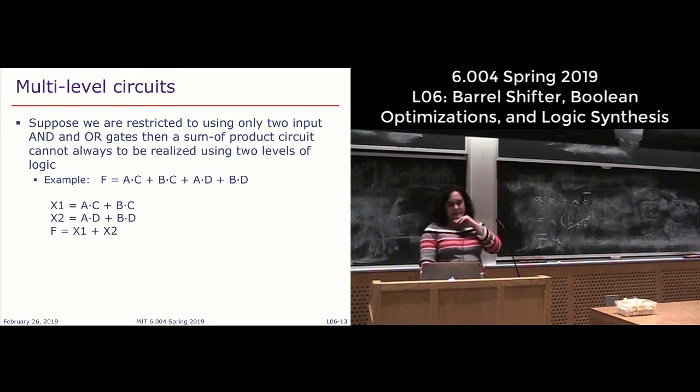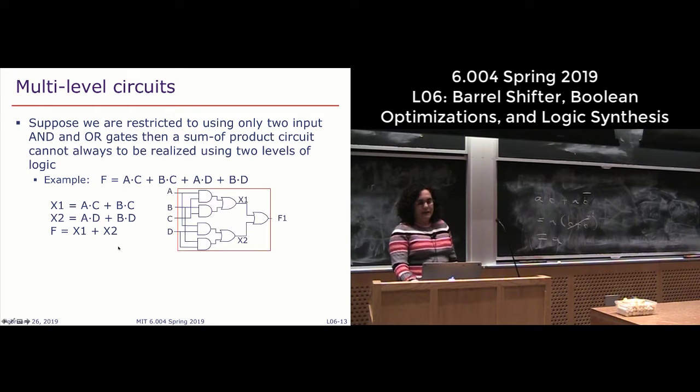Well, I can divide it into multiple steps, okay? So what could I do? I could create an intermediate value, let's call it x1, which consists of the ORing of these first 2 terms, and then x2 consists of the ORing of the second 2 terms, and then if I take the OR of x1 and x2, I get exactly what I wanted. If we take a closer look at this, all of these gates are only 2-input gates, okay? And so what this circuit looks like is something like this.